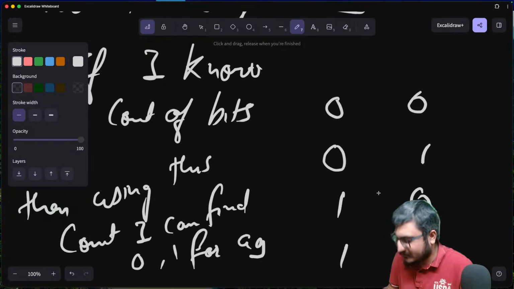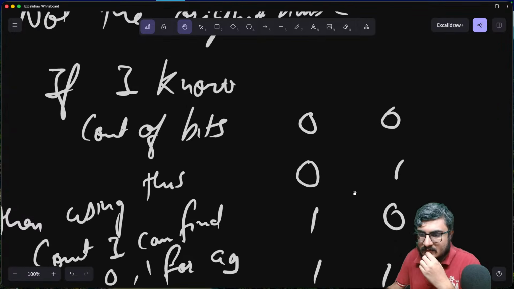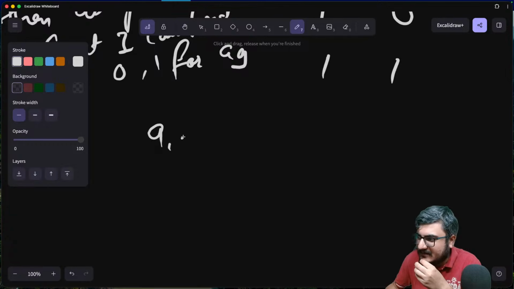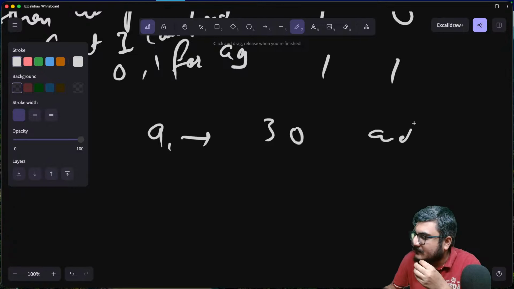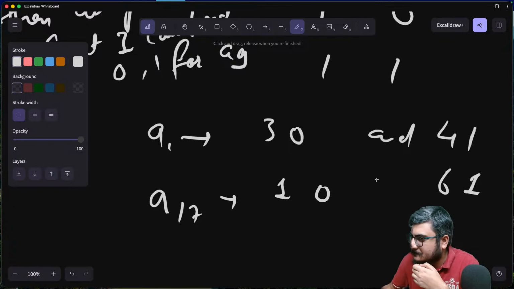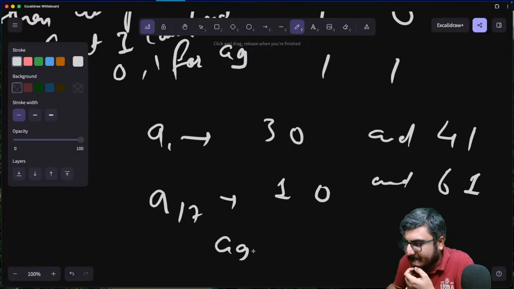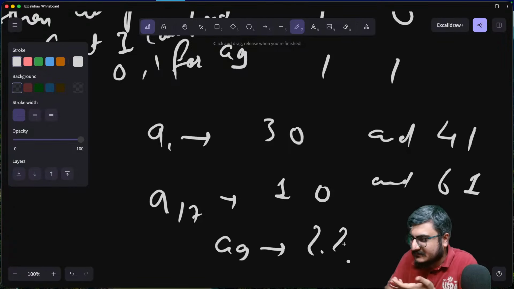So now we can actually do the same thing. Why in pairs? Because if I give you, say, A1 has 3 zeros and 4 ones, A17 has 1 zero and 6 ones, using this information you cannot figure out how many zeros and ones will exist for A9. This is not at all useful information for us.